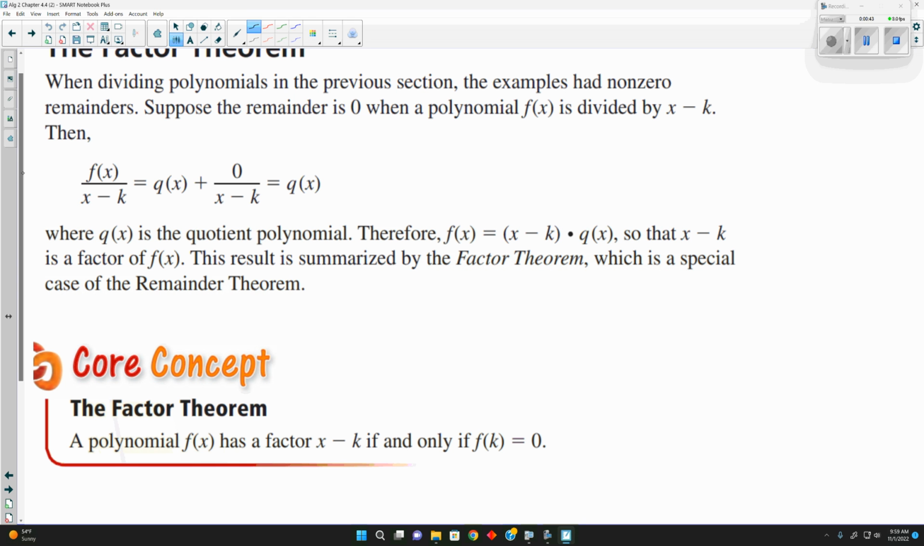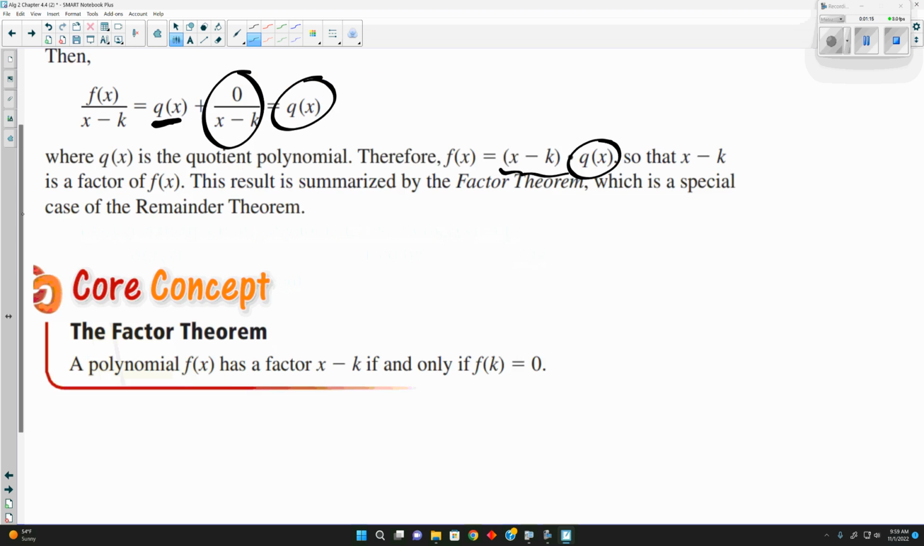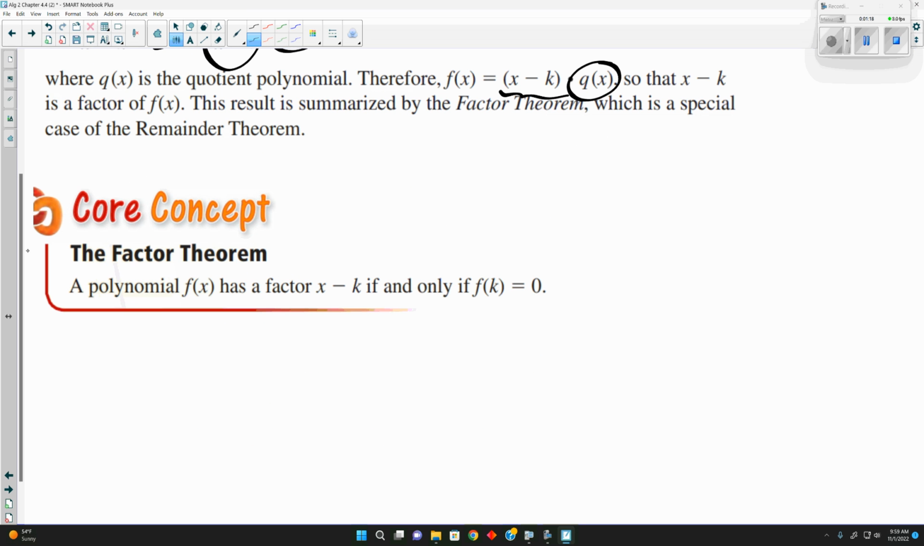So suppose we get a 0 remainder. So that means we get whatever the quotient is, q of k, times our remainder, which is just q sub k, is the quotient. Therefore, whatever we divided the polynomial by times what we got is going to give us the original polynomial. So really what the factor theorem is telling us is whenever a polynomial f of x has a factor x minus k, if and only if f of k equals 0.